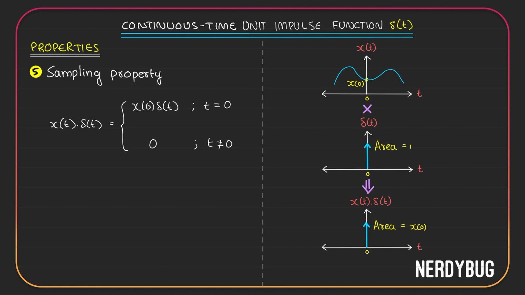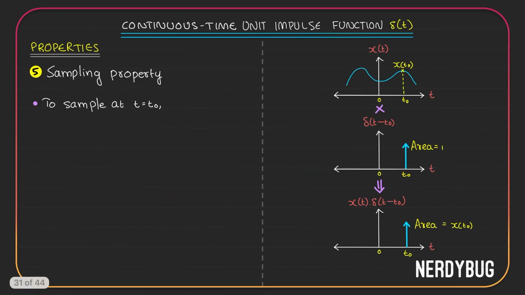Now imagine that I don't want the sample at t equal to 0. I want the sample at some other point t equal to t naught. All you have to do is, instead of taking delta of t, you take delta of t minus t naught, where the impulse will shift t naught units.